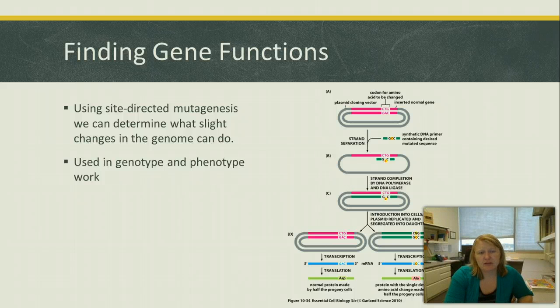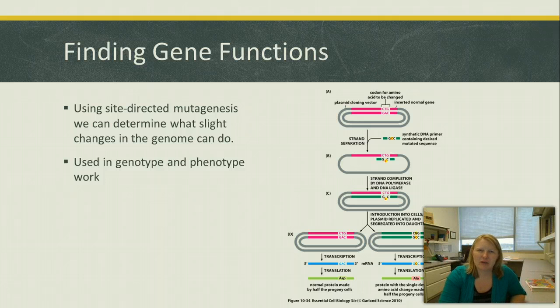Now, if we want to find out gene functions beyond regulation and modifying the gene, we can do this through direct site-directed mutagenesis. So if I know what my gene sequence is, I can go in and change one base. And then by changing that one base, I can see how that affects the entire gene. Now we use this a lot in genotypic and phenotypic work. And it's very tedious, because if we're just changing one base pair at a time, we change it, we see what happens. We change another one, we see what happens.